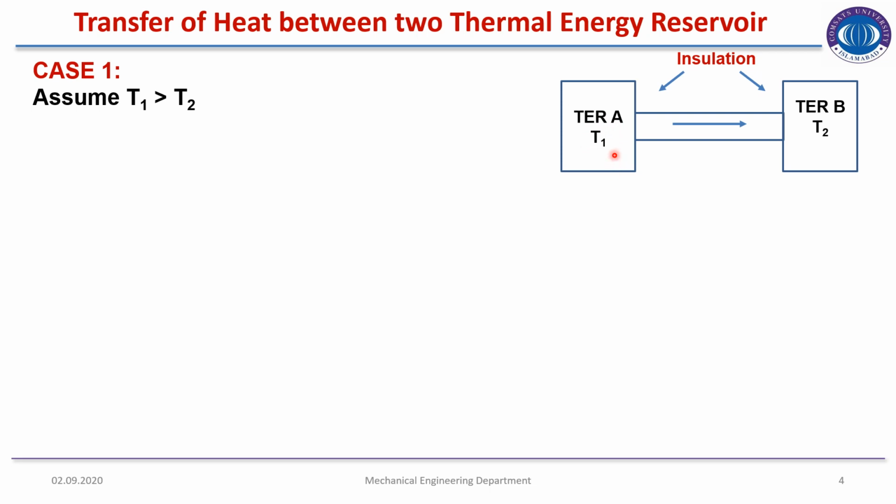On the left hand side you are seeing thermal energy reservoir A that is at a temperature of T1, and on the right hand side you are seeing thermal energy reservoir B that is at a temperature T2. As mentioned at the top of the figure, all bodies are completely insulated, the insulation is provided on the entire body. So both thermal energy reservoirs are insulated, and the path connecting both the thermal energy reservoirs is also insulated. As the direction suggests, heat is flowing from left to right, that is from thermal energy reservoir A to thermal energy reservoir B. That means T1 is greater than T2. So case 1, assume T1 is greater than T2.